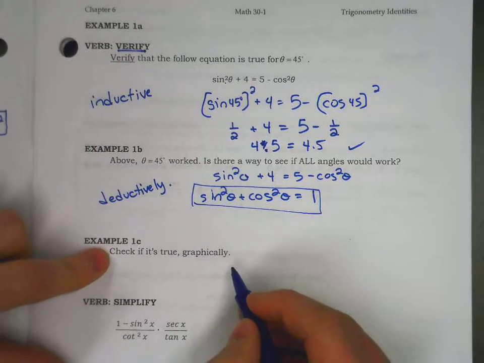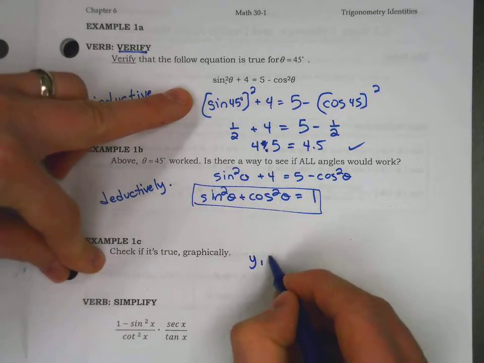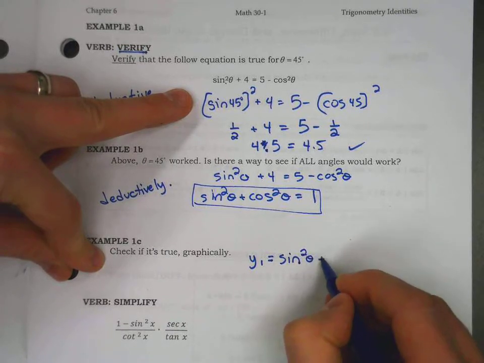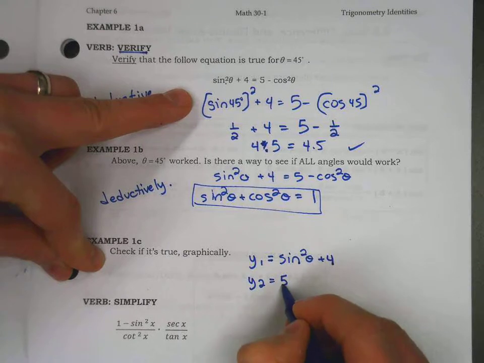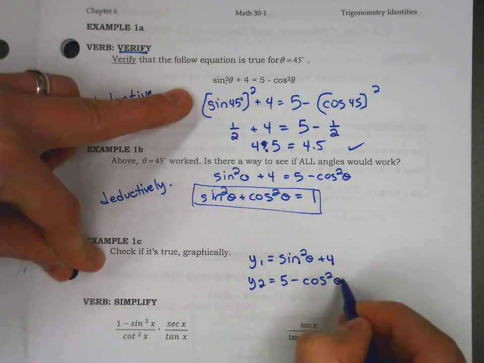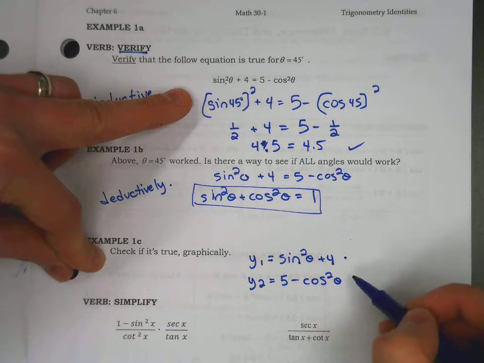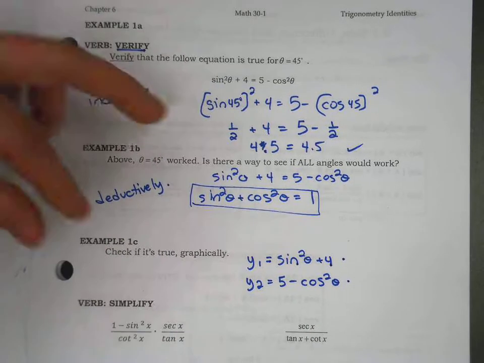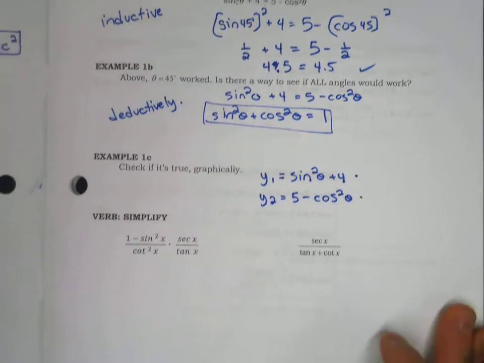Now, if we're checking graphically, I won't go through this specifically, but what you can do is type into your calculator sine squared theta plus 4 as one side, and you can say the right side is a 5 minus cos squared of theta, and what you should see is this equation looking exactly the same as this equation, which means they are the same. And there is a way to check this graphically if you're a little unsure.